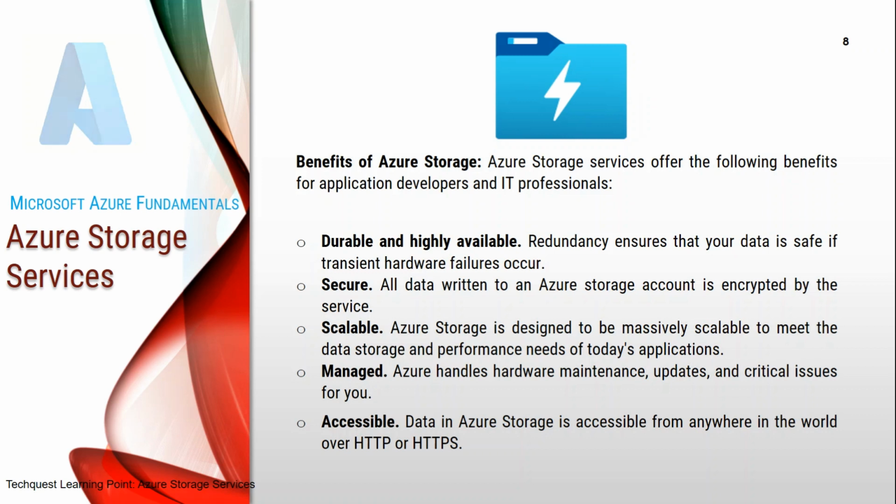Durable and highly available. Redundancy ensures that your data is safe if transient hardware failures occur. You can also opt to replicate data across data centers or geographical regions for additional protection from local catastrophes or natural disasters. Data replicated in this way remains highly available if an unexpected outage occurs.